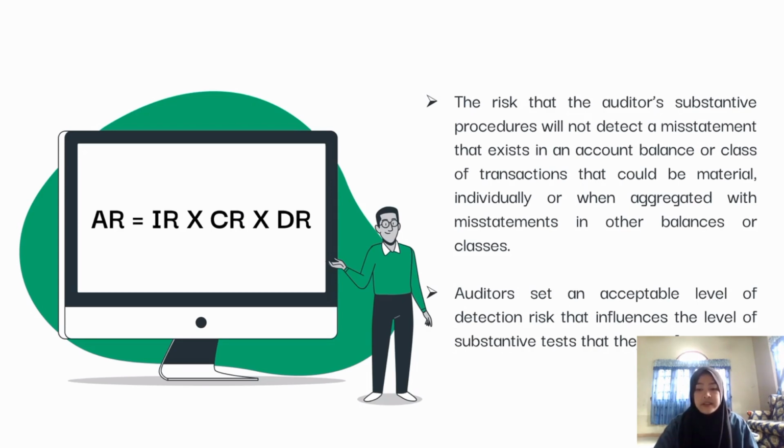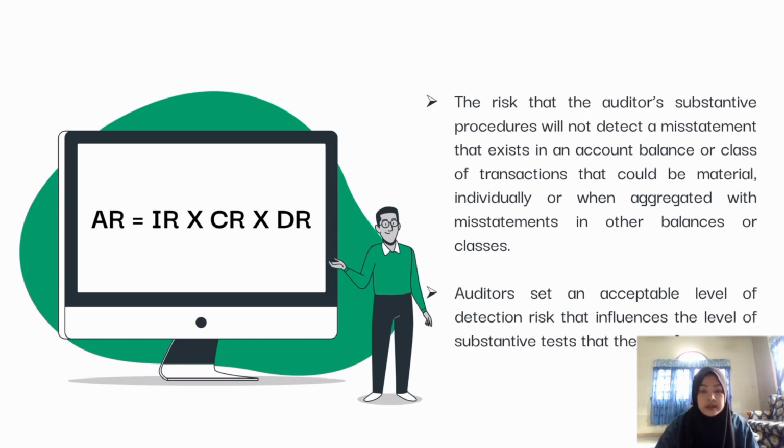Auditors set an acceptable level of detection risk that influences the level of substantive tests that they perform. So we have the formula to get the audit risk. Audit risk is a product of the risk of material misstatement and detection risk.